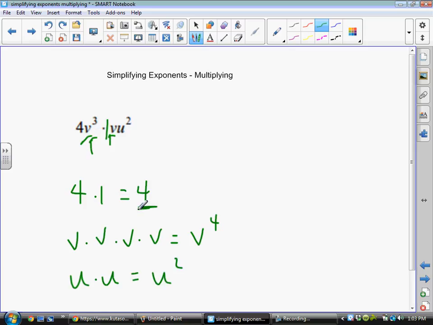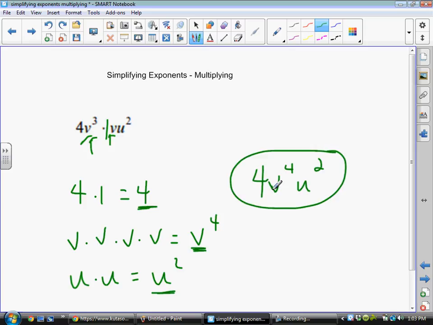So now I have 3 parts to my answer. I'm just going to write them all next to each other: 4 v to the 4th, u to the 2nd. So breaking them apart, multiply the big numbers, the coefficients, and then count up how many variables of each kind you have. You can only combine v's with v's. You can't combine v and u together. They don't add up, they're not like terms. So that's when there's a multiplication sign in between.